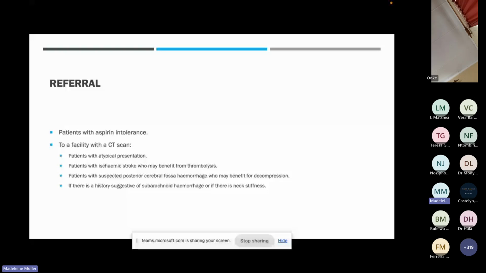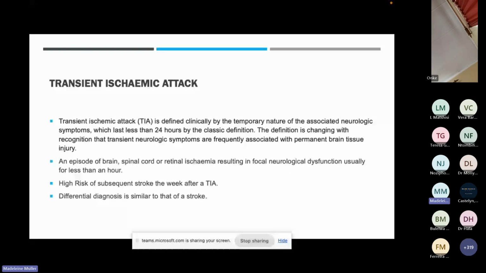And then moving on to the transient ischemic attack. So a TIA is defined clinically by the temporary nature of the associated neurological symptoms, which last less than 24 hours by the classic definition. The definition is changing with recognition that transient neurological symptoms are frequently associated with permanent brain tissue injury.